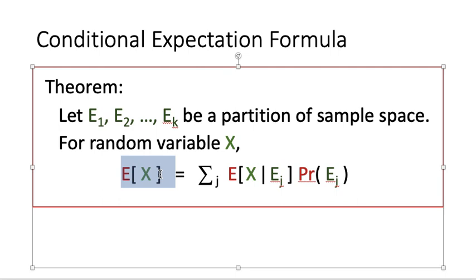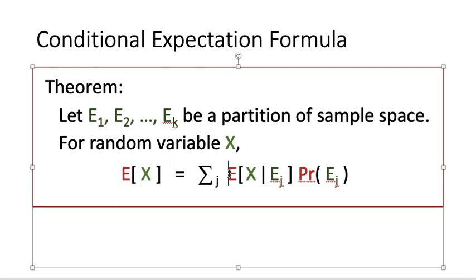Now, I know the average height of the students in Class A, and I also know the average height of the students in Class B. So how can we compute the average height of all the students? We need one more piece of information. If you can tell me how many students are in Class A and how many students are in Class B, then I would be able to compute the average height of all the students.